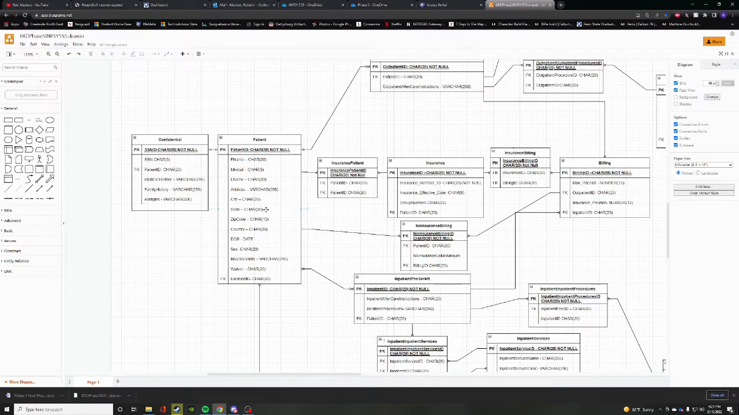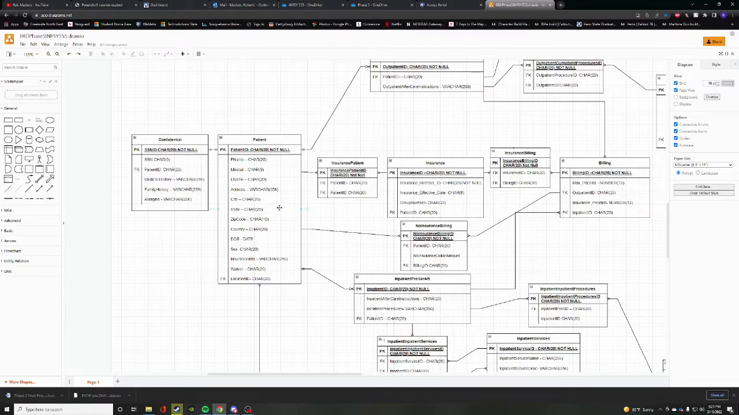We also have insurance. It's got your member ID, group number, things like that. Billing is split out for max price list versus insurance price list. The max price list is for the people without insurance, and then the insurance price list is the pricing they have for the insurance companies.